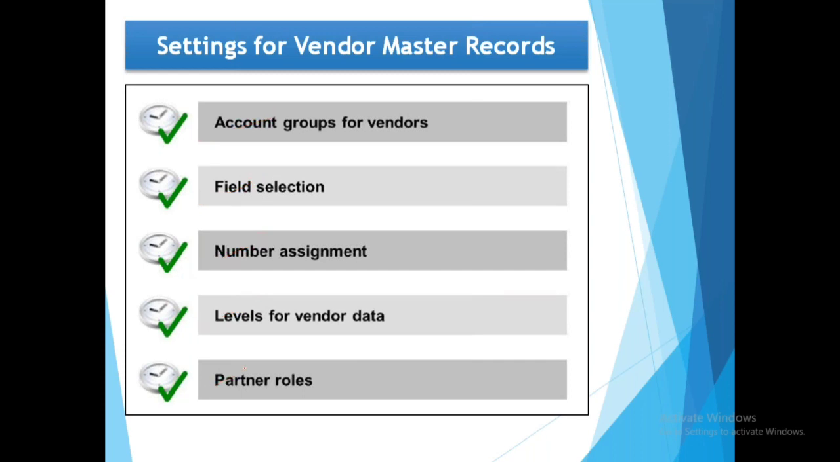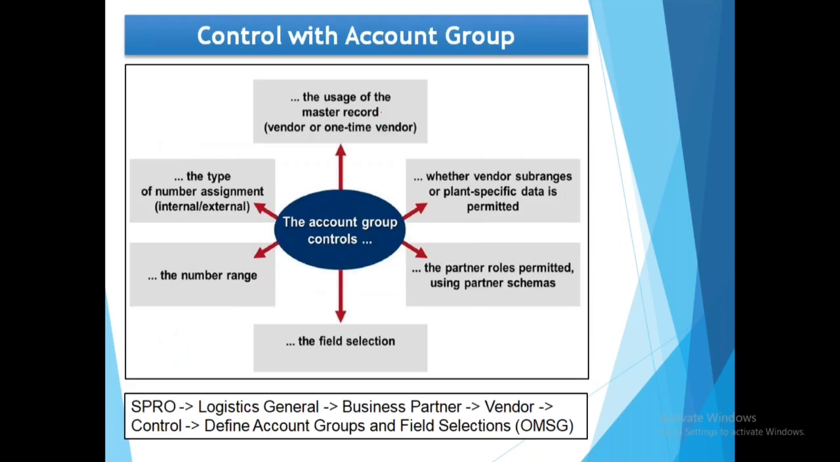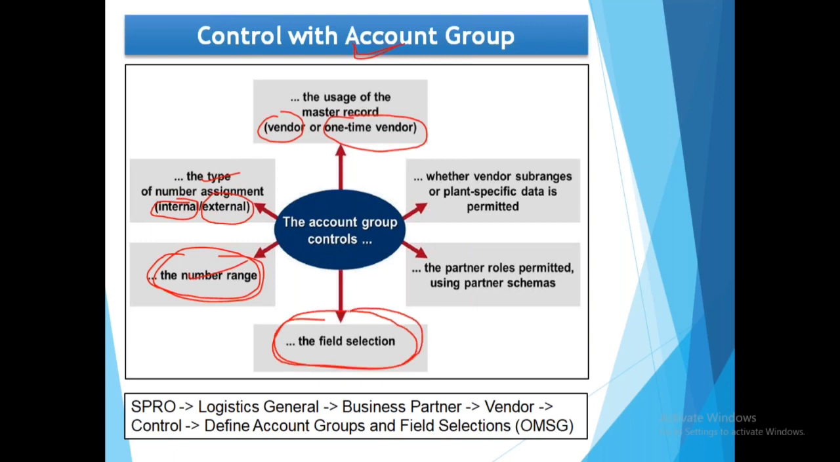Okay, so whenever we are creating the vendor master, we are assigning an account group to the vendor master. This account group will control whether it is a normal vendor or a one-time vendor. It will control the type of number assignment, whether it is an internal number or an external number, the vendor account number, and the number range from which the vendor number has to be assigned. And it will control the field selection, which field is mandatory, which field is optional. Those are also controlled by this account group.